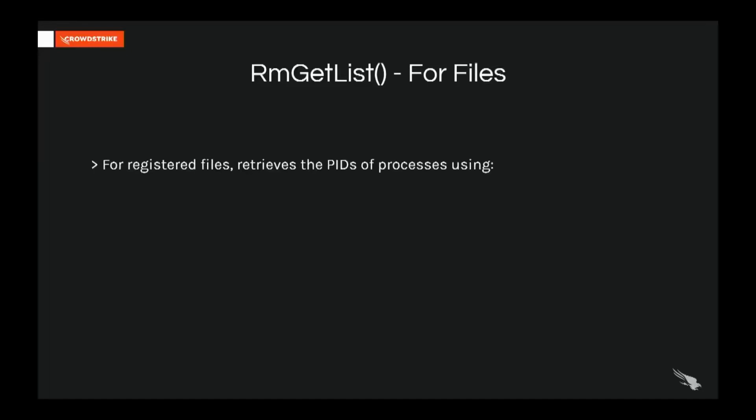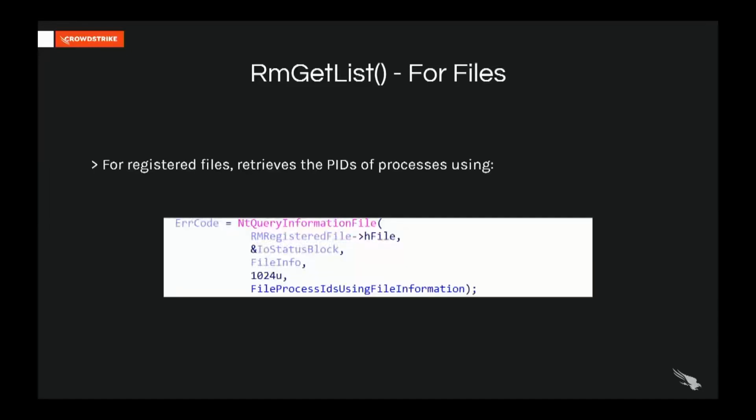So for files, under the hood, the restart manager uses the function NtQueryInformationFile with the FileProcessIdsUsingFileInformation class. And this function under the hood iterates over all the processes of the system, retrieves the process handle table, which is a table containing the handles that the process has currently opened. And for each of them, it's going to compare whether or not the handle is on the registered file. And if it is, we'll check whether or not the access is blocking other accesses or just opening it.